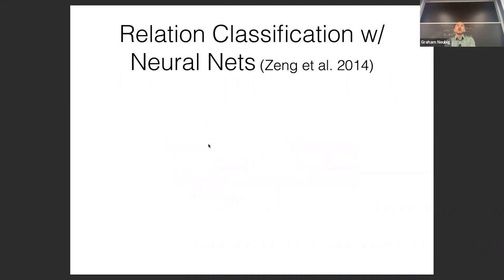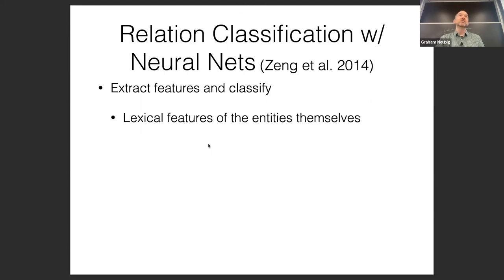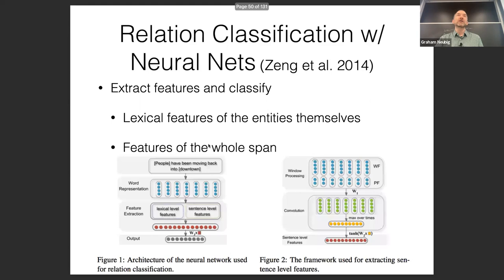So once we have this data, the easiest thing to do is just to do relation classification with neural networks. Like most other things in this class, 3 or 4 years ago, I would have been talking about all the different architectures that you could use to do this. Now the answer is put it in BERT or DeBERTa, and it will kind of work. So what you want to do is get lexical features of the entities themselves and features of the whole span.